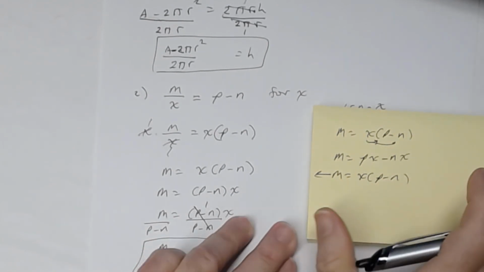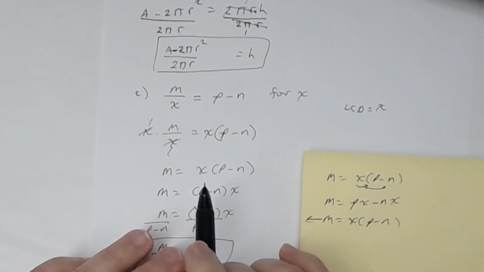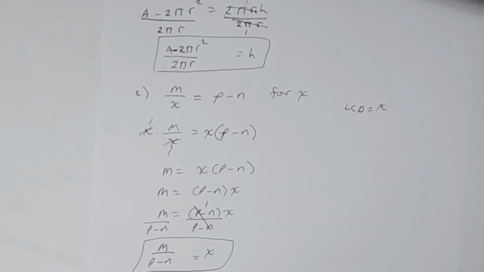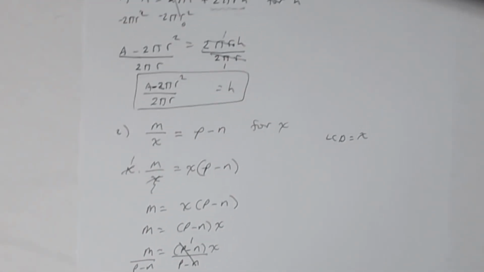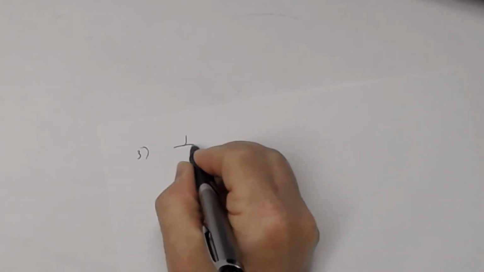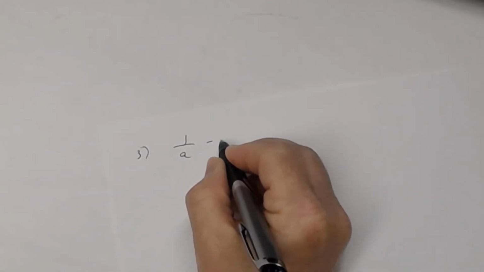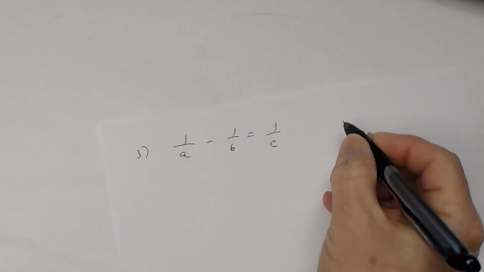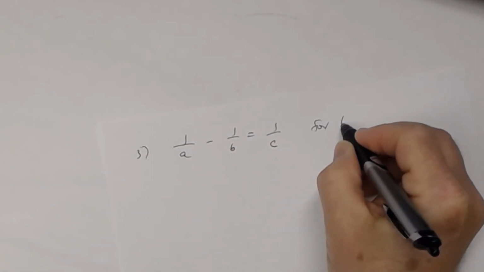All right. So think about what you're trying to solve for and the most efficient way of getting there. All right. So that was number 2. So let's look at number 3. Number 3, we have 1 divided by a minus 1 divided by b equals 1 divided by c. And you want to solve for b.